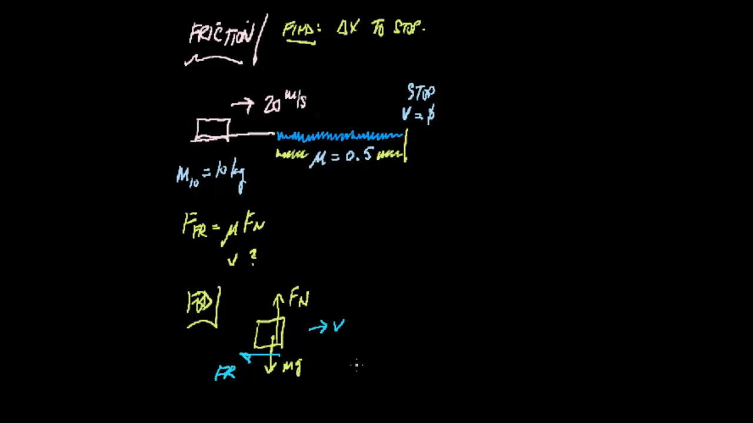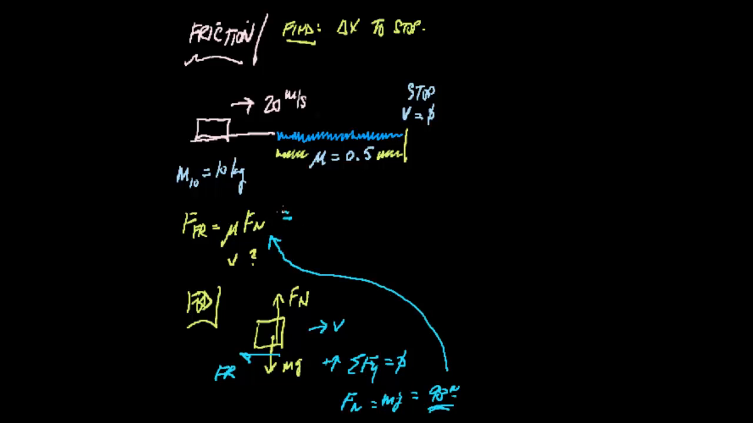So if we sum forces in the y direction, we set it equal to 0, because we know it's not leaving the table. We can go through like we've done before: F_N equals mg, which equals 98 newtons, because it's a 10 kilogram box. Now once we have that, we can kick it back in here and find that our friction is 0.5 times 98 newtons, which is 49 newtons. That's how much friction is present between that box and that rough surface, and that 49 is what's causing it to decelerate.